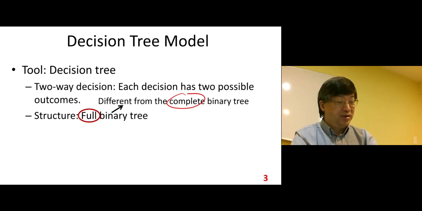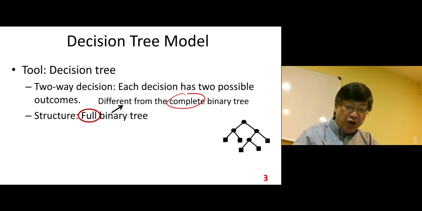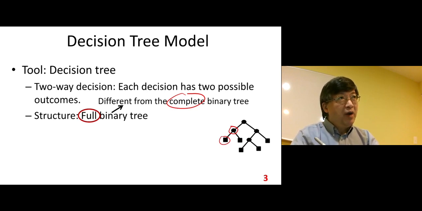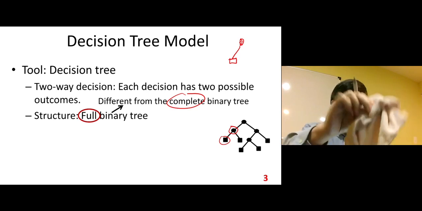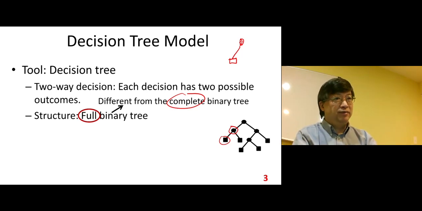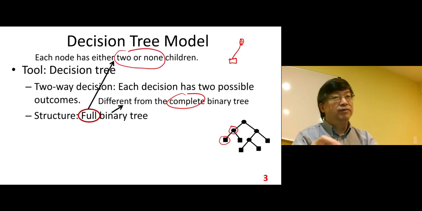So what's the meaning of full binary tree? This is a full binary tree. The definition is each node has either two child nodes or none. In other words, there is no node with only one child and the other missing. That is not a full binary tree. For a full binary tree, each node must have two or no children. So that's the meaning of full.